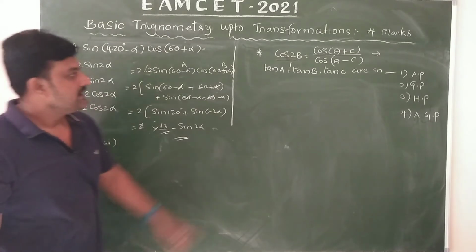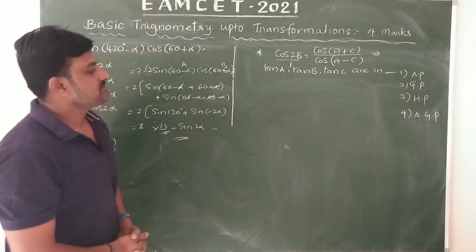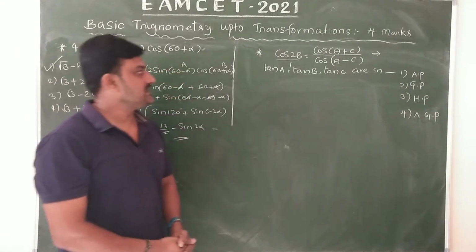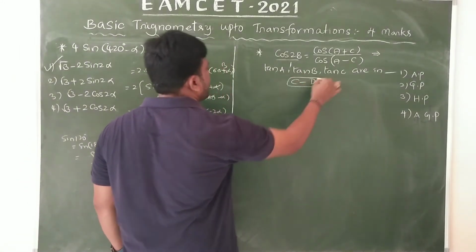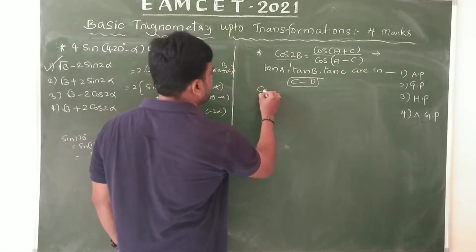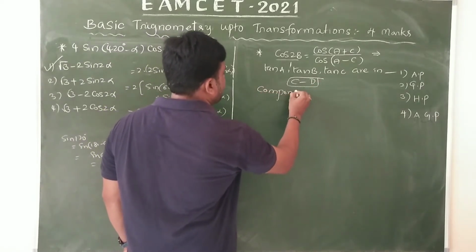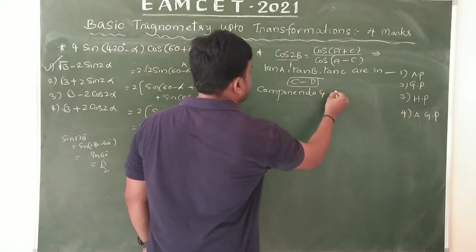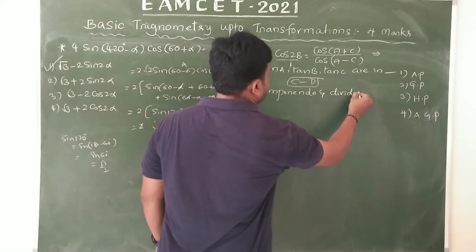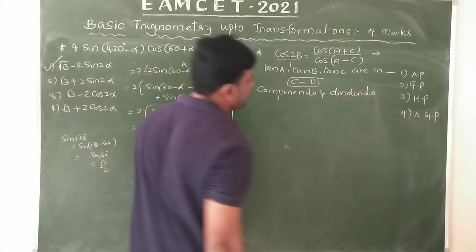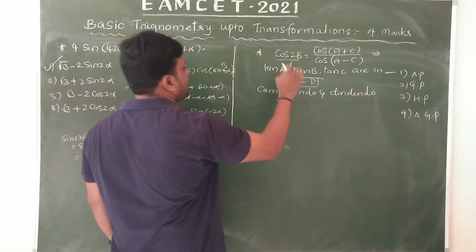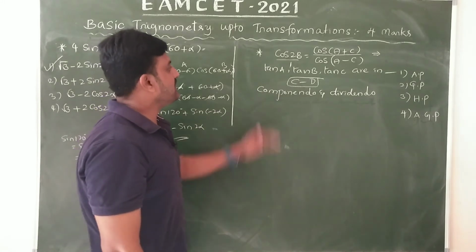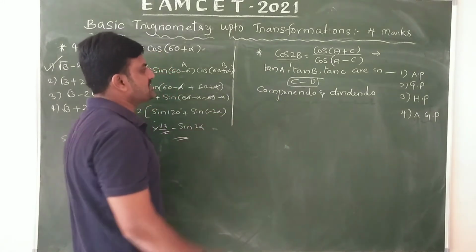Okay, let us go with the second one. Now which strategy can be applied here? CD method, componendo and dividendo. Componendo and dividendo. Okay, the method can be applied. How to apply: numerator plus denominator by numerator minus denominator, or plus minus plus.